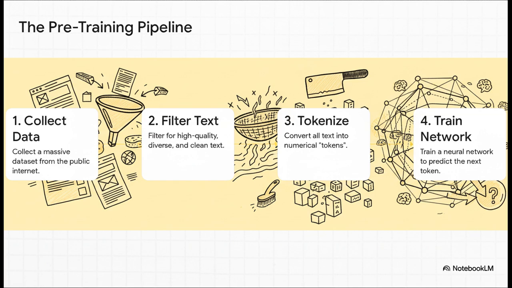First, you basically hoover up a massive chunk of the public internet. We're talking everything from web pages to books to code. Then you do your best to clean it up, then filter for the good stuff. After that, it all gets chopped up into these little pieces called tokens. And finally, you get to the main event, training a giant neural network on one deceptively simple task.